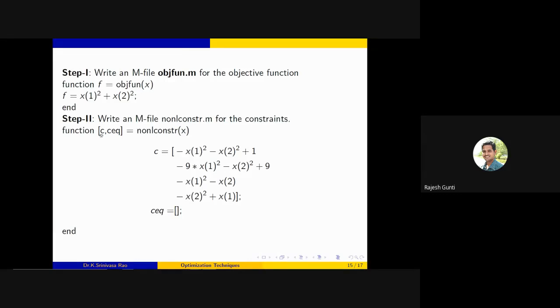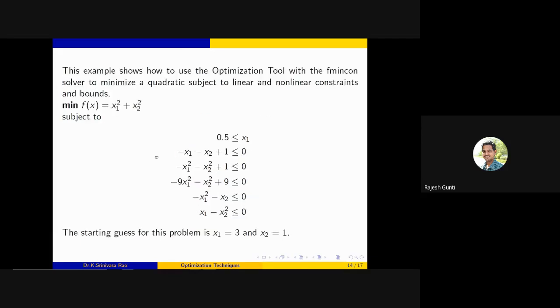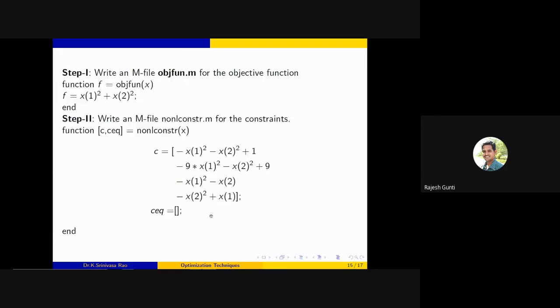Here two things are there: C and Ceq. C is the nonlinear inequality constraint. Ceq is the nonlinear equality constraint. There is no nonlinear equality constraint, so I have made empty braces. Inequality constraints are there: 1, 2, 3, 4. Four equations I entered.